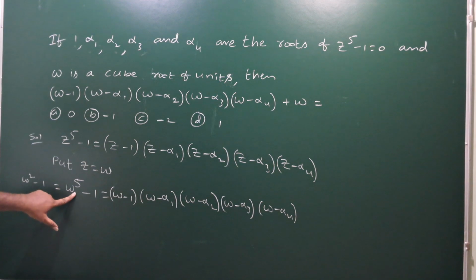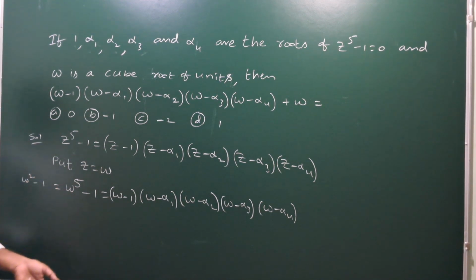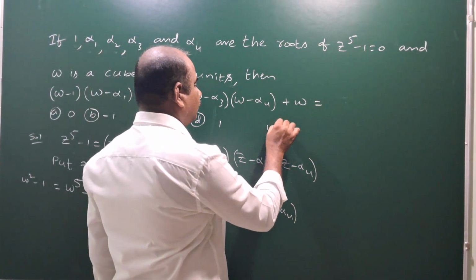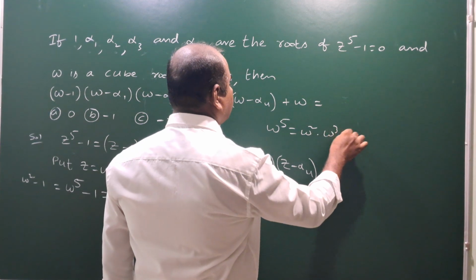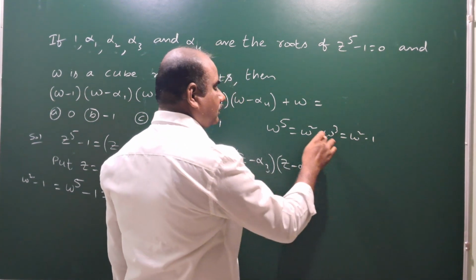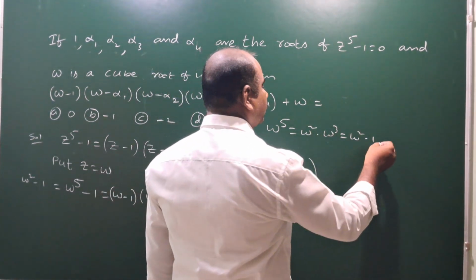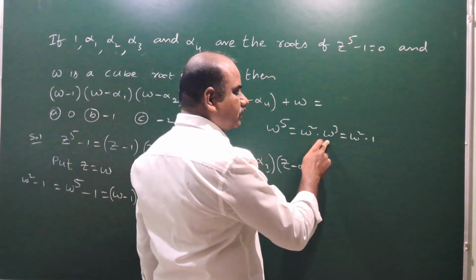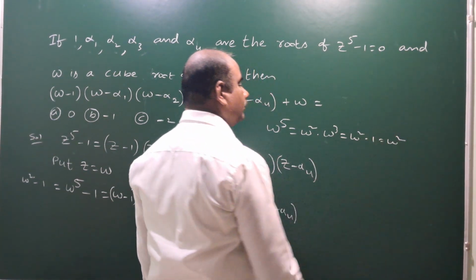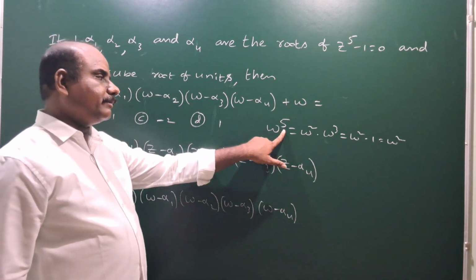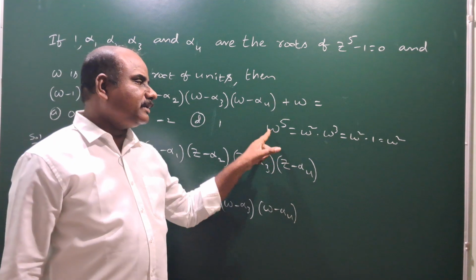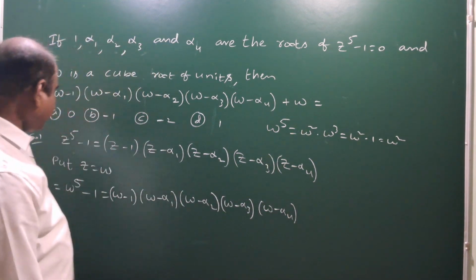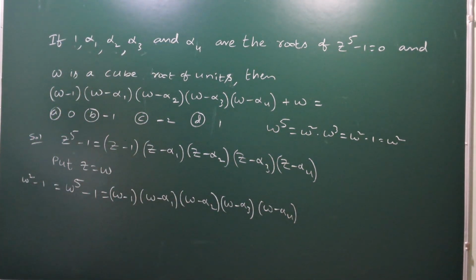Omega^5 means omega cube into omega square. We know that omega cube is 1. Omega^5 can be expressed as omega square into omega cube, where omega cube is the product of cube roots of unity, which is 1. So finally it is equal to omega square, and the remaining is omega square. Finally it is equal to omega^2 - 1.